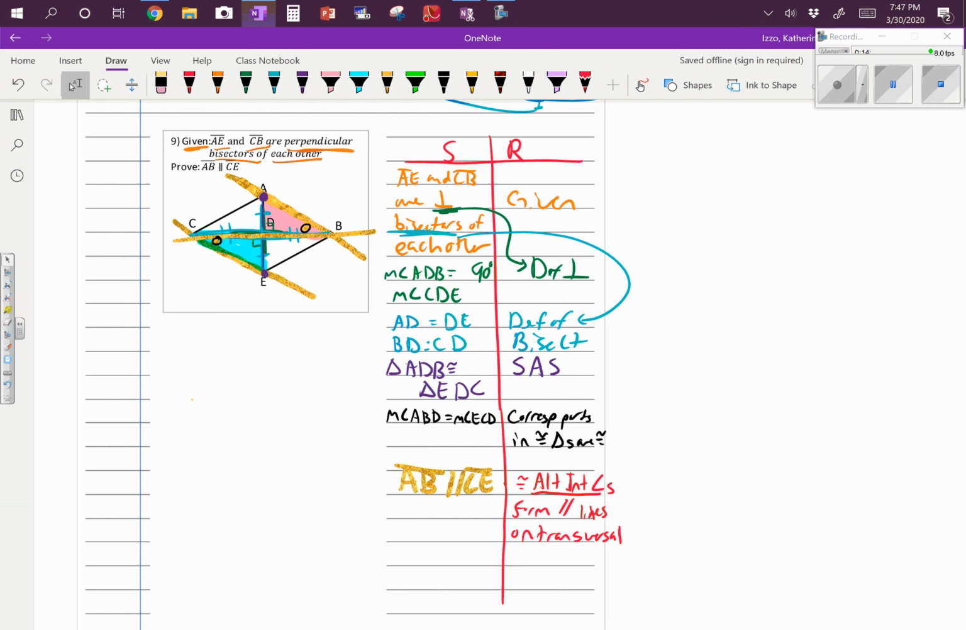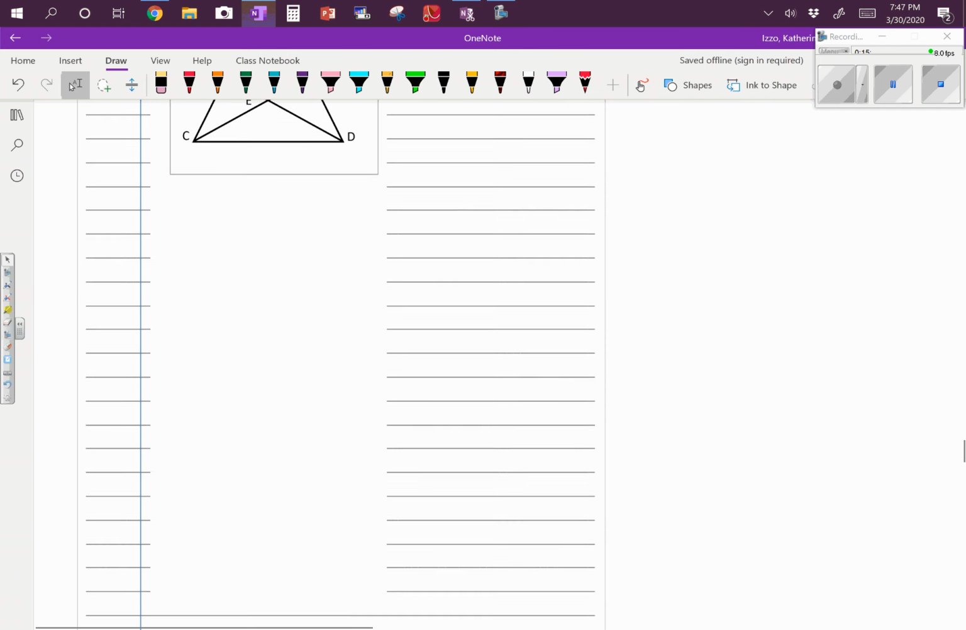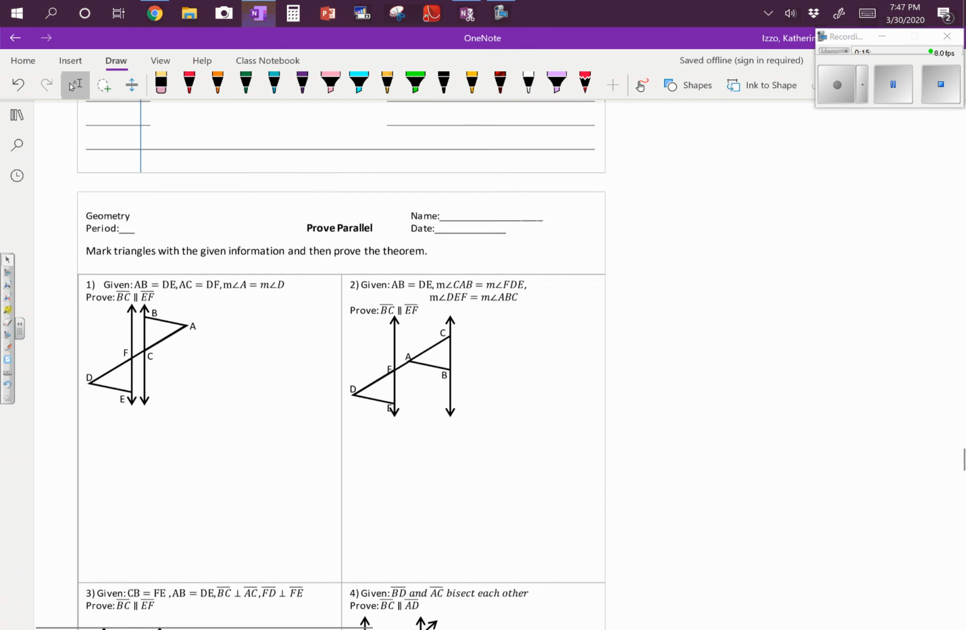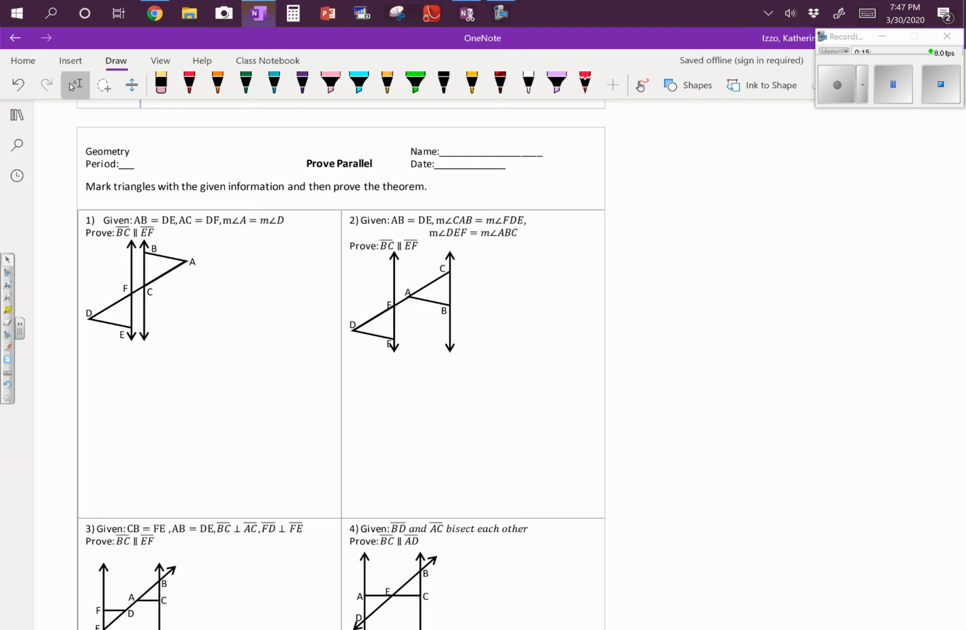So let's take a look at what another one looks like. I don't like that one. We're going to go down to the homework. Yeah, I like, let's do number 1. Number 1 looks fun.